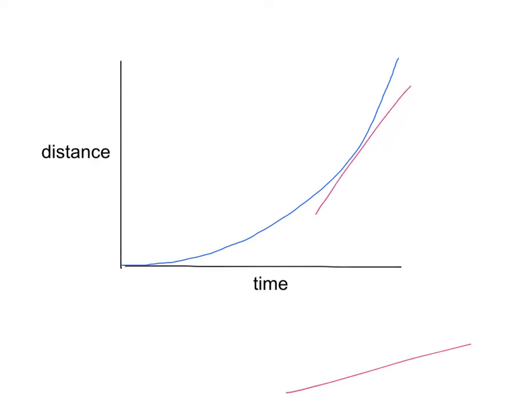Now, a tangent line is a line that touches the graph only at a single point. It's hard to draw tangent lines, and this is why Isaac Newton was dissatisfied. So let's say that red line touches my graph right there at a single point, and let's say that was 4 seconds. If I wanted to find the instantaneous velocity at time equals 4 seconds, I'd have to draw a tangent line that touched the graph right at the time index equals 4 seconds.